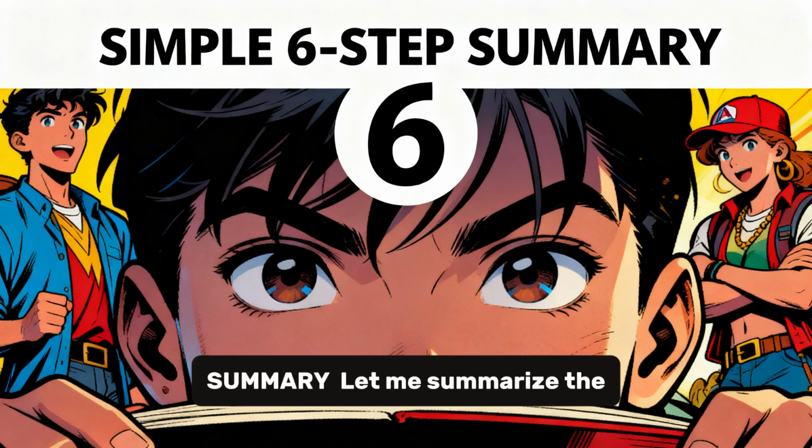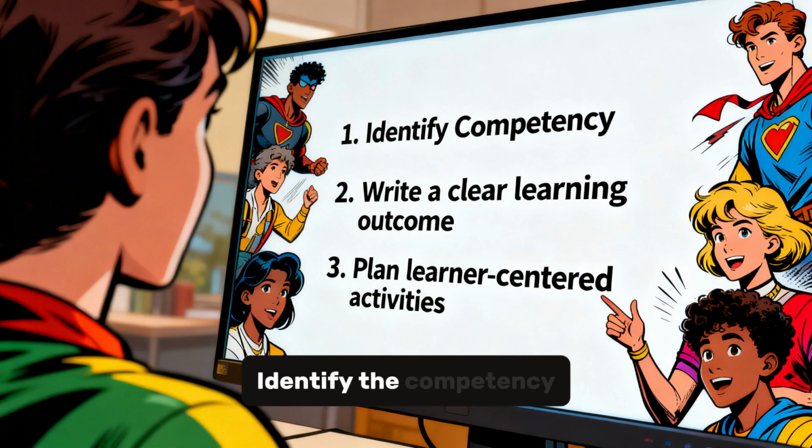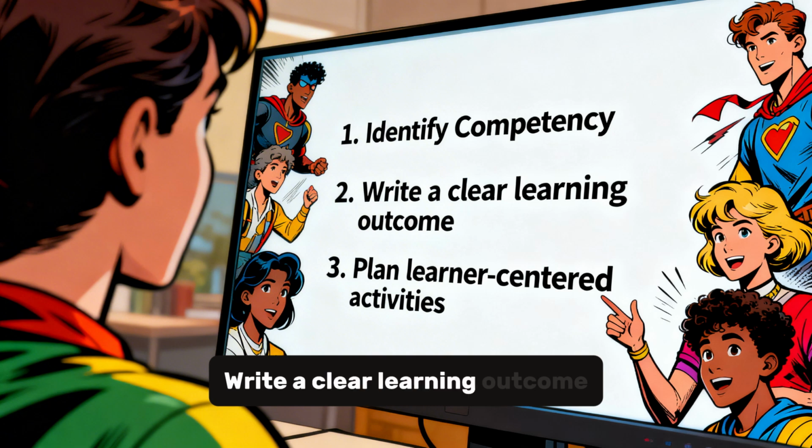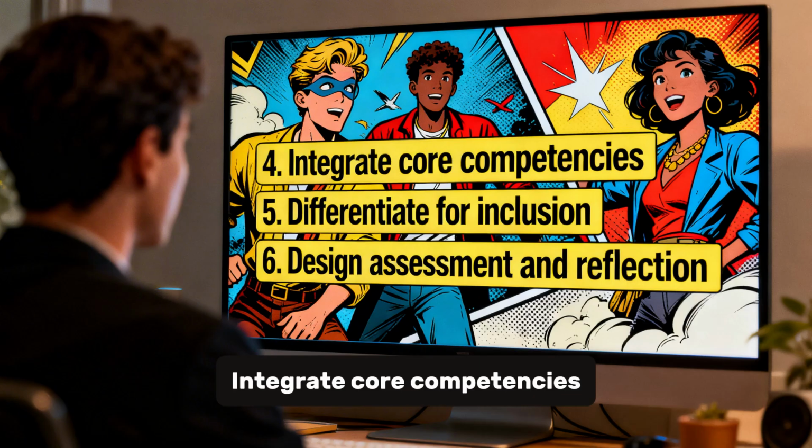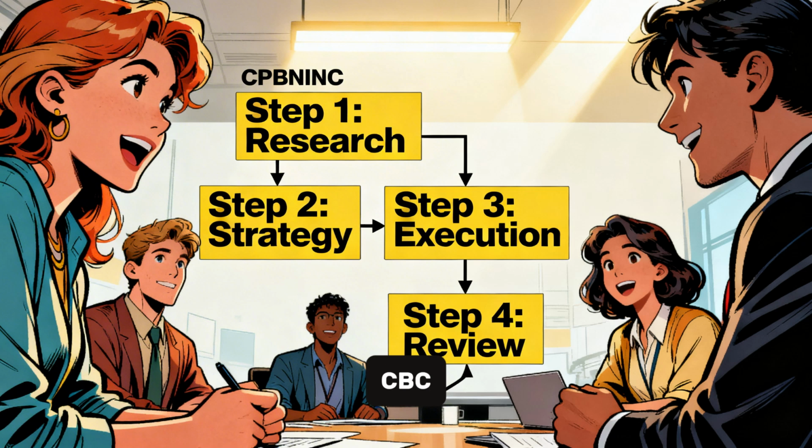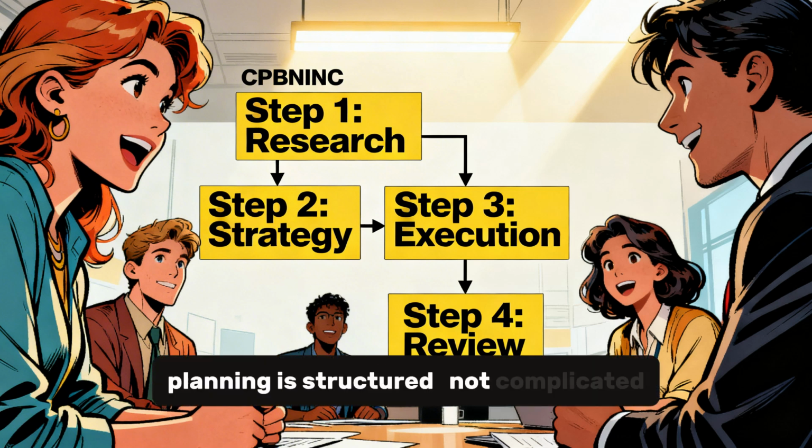Simple 6-step summary. Let me summarize the 6 steps. Identify the competency. Write a clear learning outcome. Plan learner-centered activities. Integrate core competencies. Differentiate for inclusion, design assessment, and reflection. That's it. CBC planning is structured, not complicated.